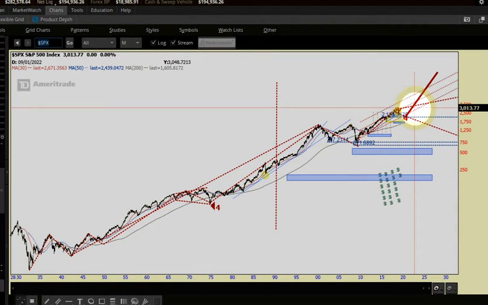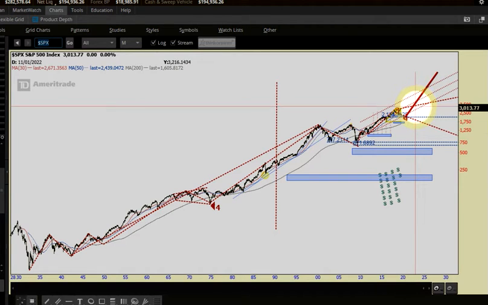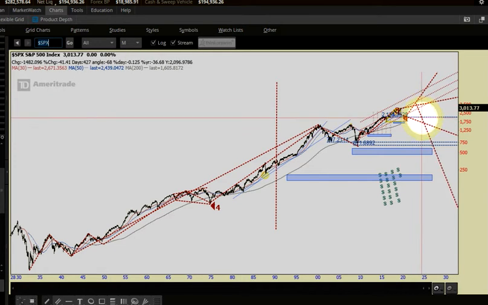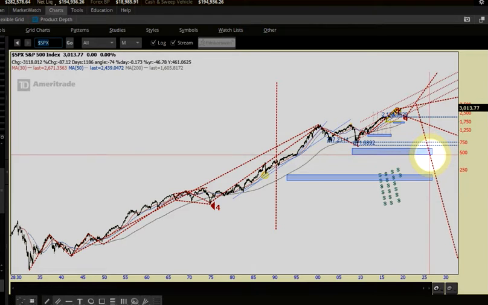3,500 is right about there. I can't seem to draw a line for some reason. Oh, there we go. Now I'm on the line tool. So from here down to about here, that is 85%.